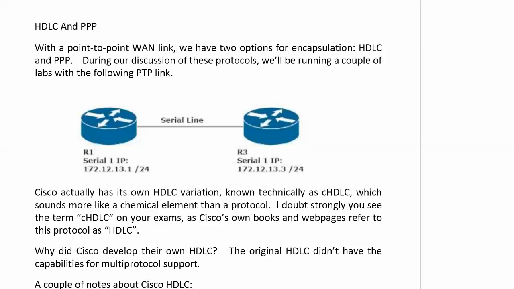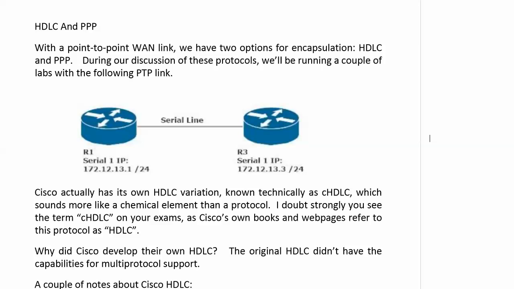Now, Cisco, just to be different, not really, has its own HDLC variation. It's known technically as CHDLC, and with a little C in front of it, I just think it looks more like a chemical element than a protocol. I doubt very strongly you'll see this reference on your Cisco exams. If they mention HDLC, just assume they are talking about Cisco's version of HDLC. But if you're reading any vendor-independent books or videos, either now or in the future, obviously for the CCNA we're not being vendor-independent, other reference terms or books may refer to it as CHDLC. I want you to know that that is Cisco's version of HDLC.